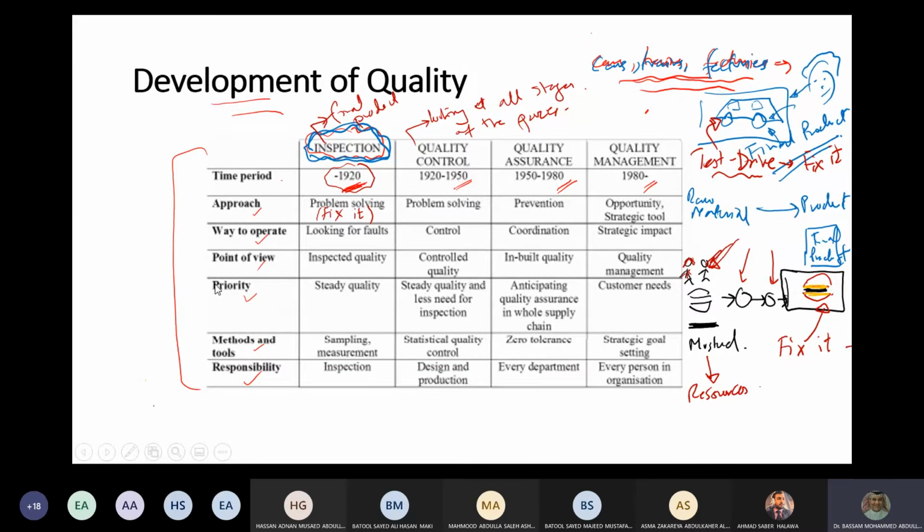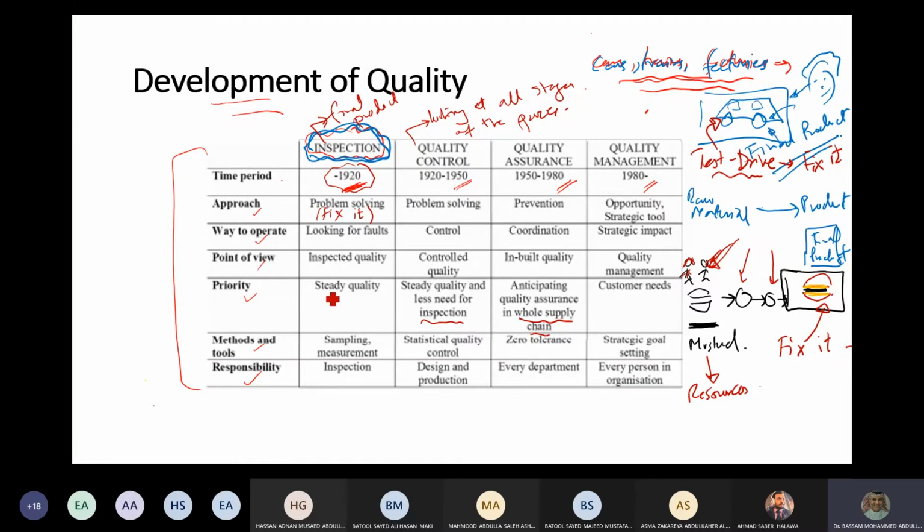Then what I'm trying to show you here, when you go to a higher level, quality control or quality assurance, your eye is not only on the product, your eye is on something else. It means I don't look only for inspection. If I'm talking about quality assurance, I'm not only looking at inspection, I'm looking at the whole supply chain. Okay, the whole supply chain. So this quality assurance is even more sophisticated, more detailed than quality control.